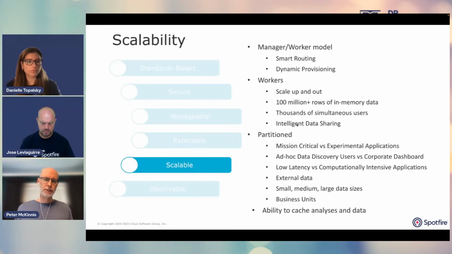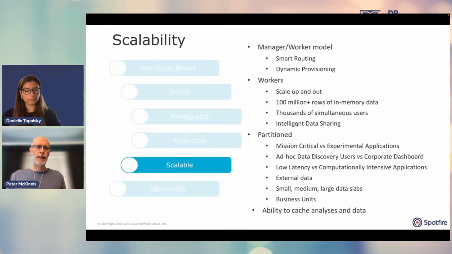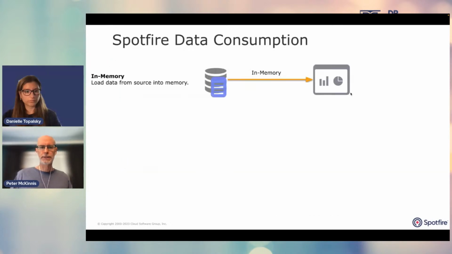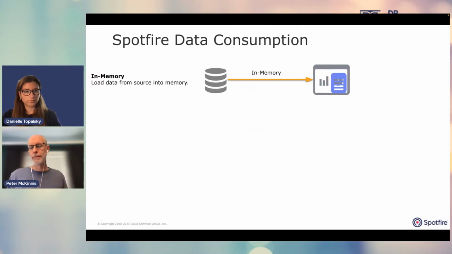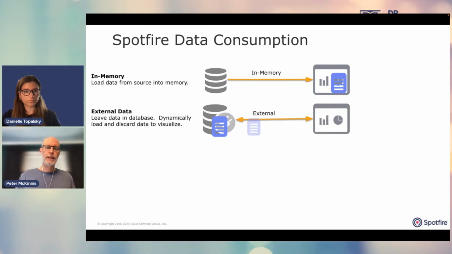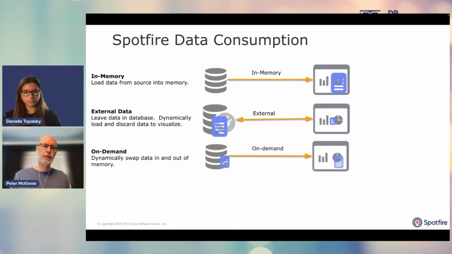You can partition mission critical reports and ad hoc users. And then you can also cache various data if needed. So we're going to go through some of these things and what ties into performance. First off, one of the first things that is important about scaling is how is the data being consumed? Is it in memory? Is it kept external? In which case, only a small subset of the data is brought in, and only the queries are run in the data source.